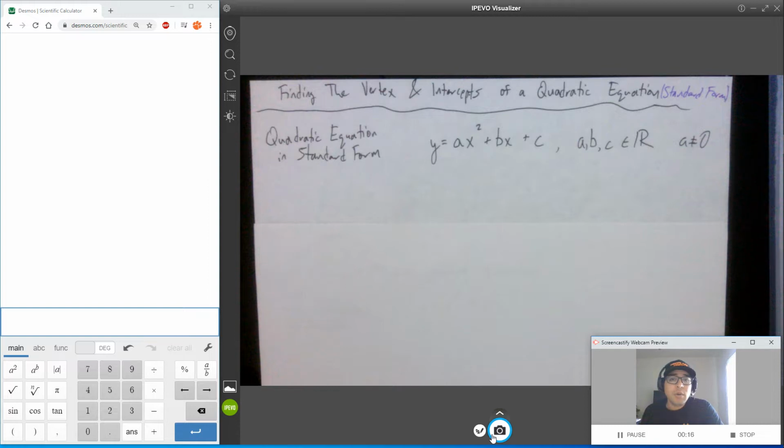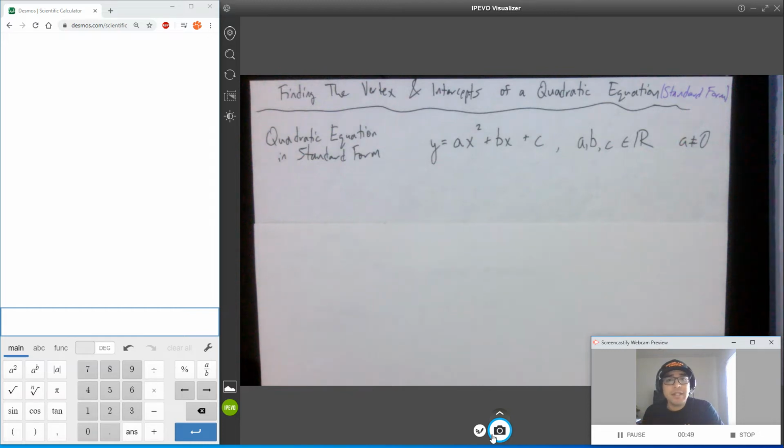Okay, now our quadratic equation in standard form looks like the following: y equals ax squared plus bx plus c, where a, b, and c are real numbers and a is not equal to 0. This has to be specific because if a is equal to 0, then it won't be a quadratic. It will be a linear equation, and that's not what we're dealing with at the moment, right? So the only condition is that a cannot equal 0. But a can be anything. It can be 2.5, it can be -5, as long as it's a real number, okay?